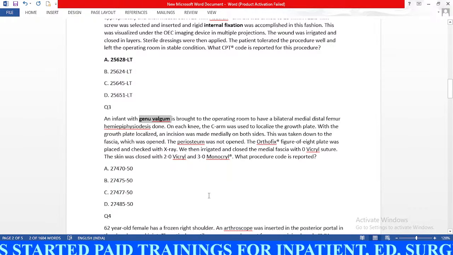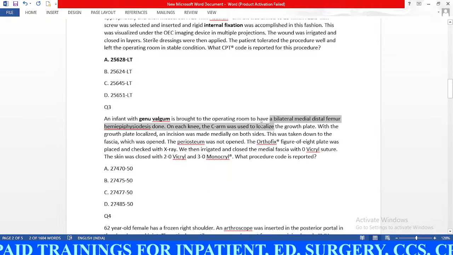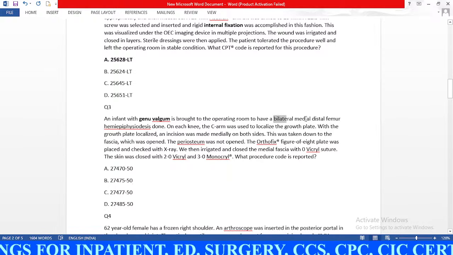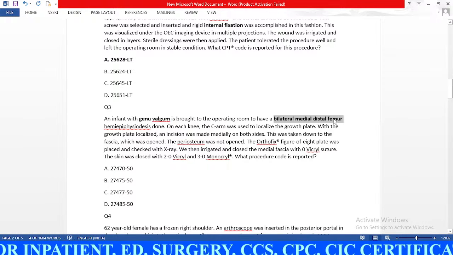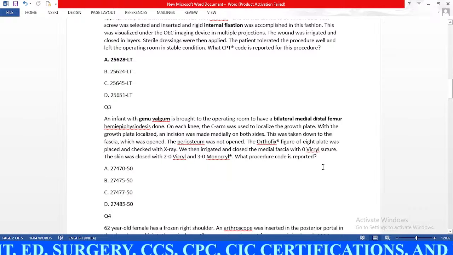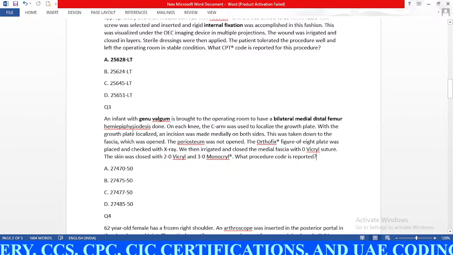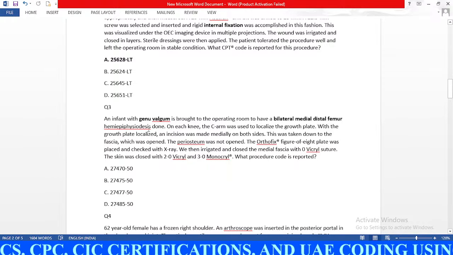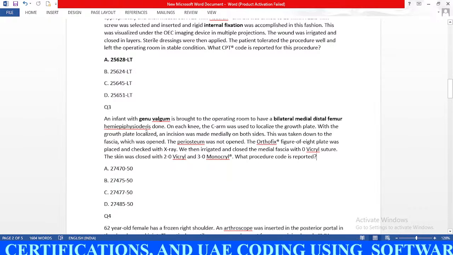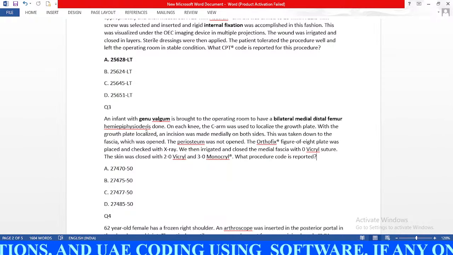So an infant with genu valgum is brought to the operating room to have bilateral medial distal femur hemi-epiphysiodesis. So here you need to remember the guideline that in musculoskeletal, laterality plays a very important role. So you need to find the keyword for laterality also. Hemi-epiphysiodesis. So physiodesis means it is a fusion procedure. Here the physician is performing hemi-epiphysiodesis. So he is fusing the epiphysis.